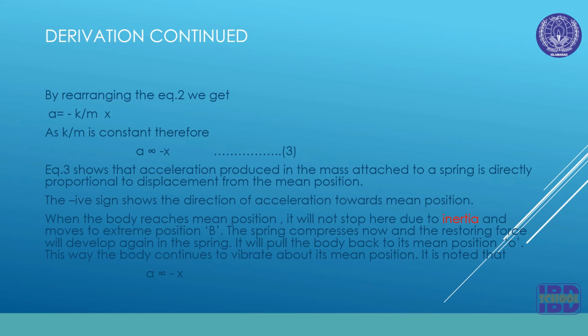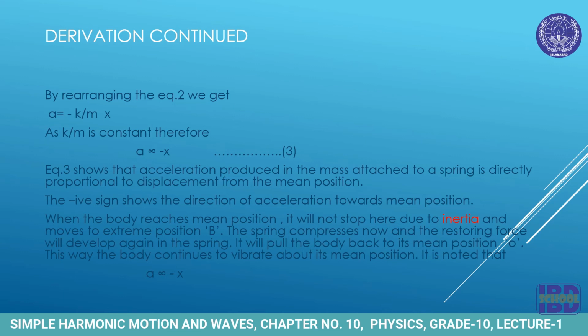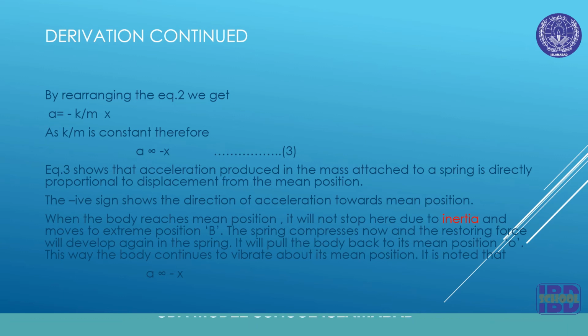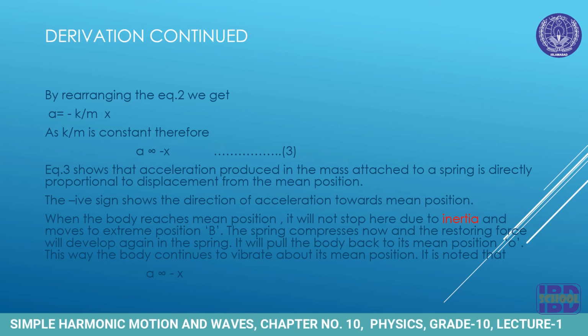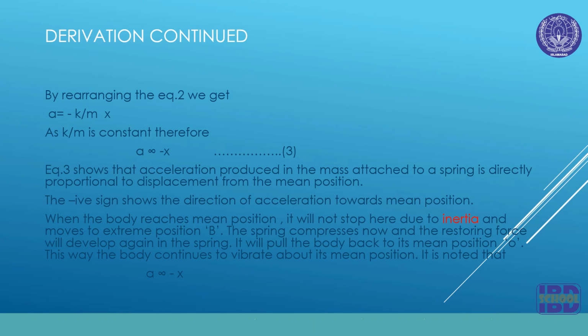As we know that the body is moving, it is coming from the extreme position A to the mean position. It is in motion, therefore it would continue its state of motion. So it would not stop at its mean position O, and it will move to the next extreme position, which is on the left side, indicated as B.